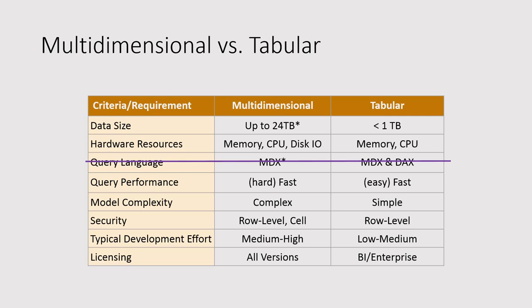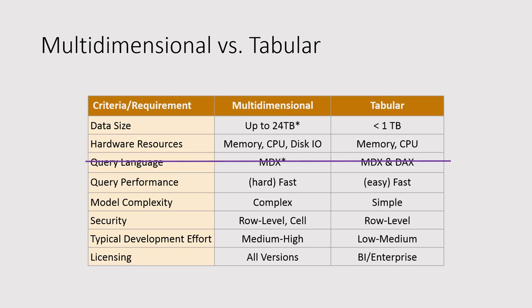Query performance. This is an interesting one because I have both of them listed as fast, and I'm differentiating with hard versus easy. So with Tabular, since everything is in memory, the majority of your queries are going to be fast no matter what. And by easy, I mean you don't have to do any complicated development. You don't have to be a very skilled developer to make queries run fast in Tabular.